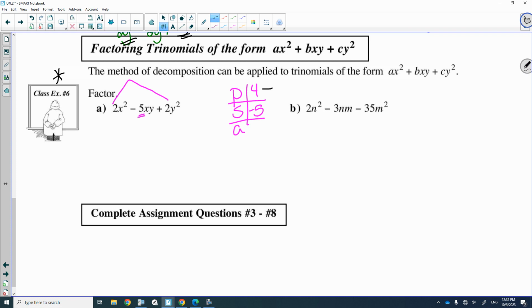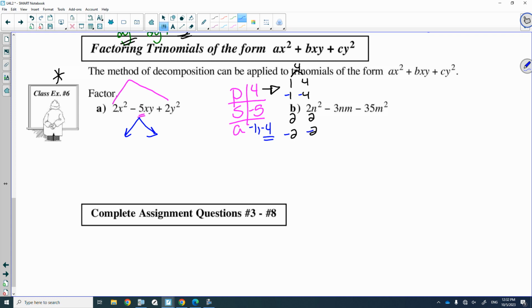Okay, so 1 and 4, or 2 and 2. I need to get a positive 4, so it could be that, or it could be this. The -5 will be -1 and -4. Now, we got to do decomp. So how do you get -5 xy's?